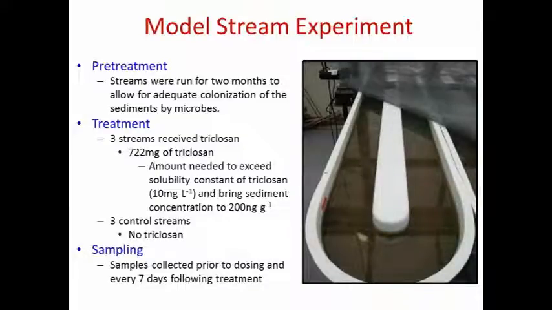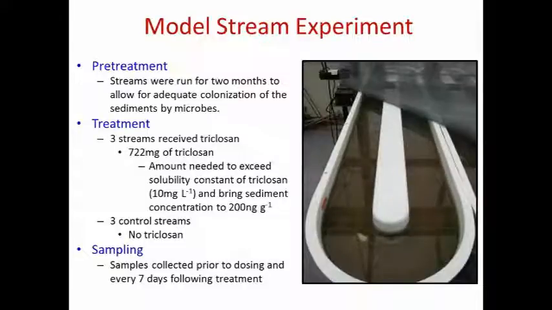Now, the dose of triclosan we chose was kind of tricky. Our goal was to get it into the sediment, at a concentration that mirrored our urban site. So we added triclosan to the water at a concentration that would exceed the solubility constant, enough to get that target amount into the sediment. That was our plan, a one-time addition.